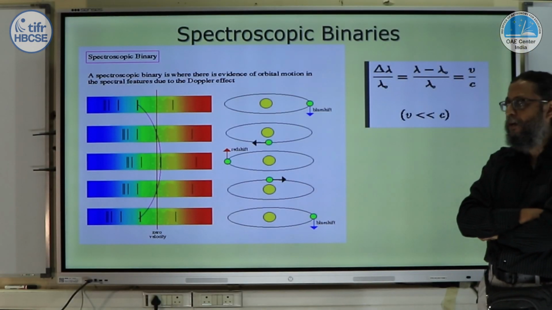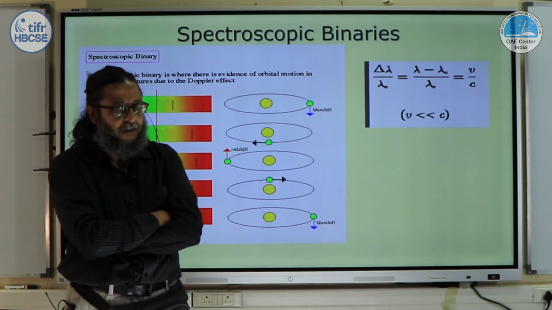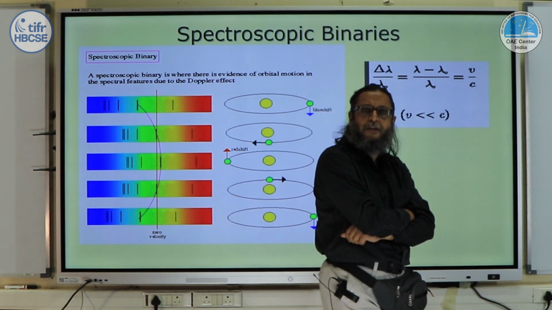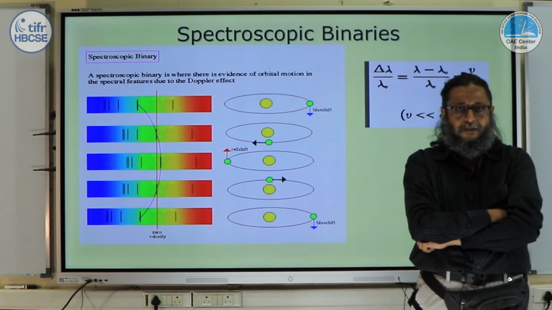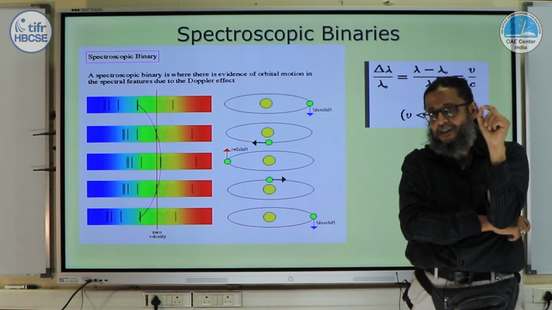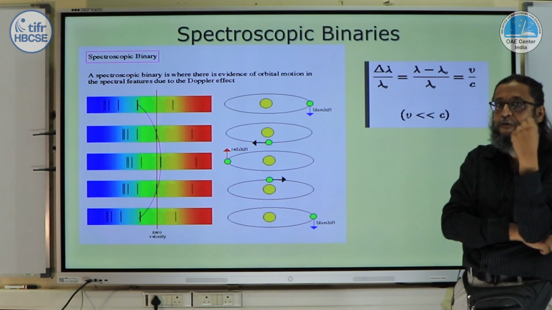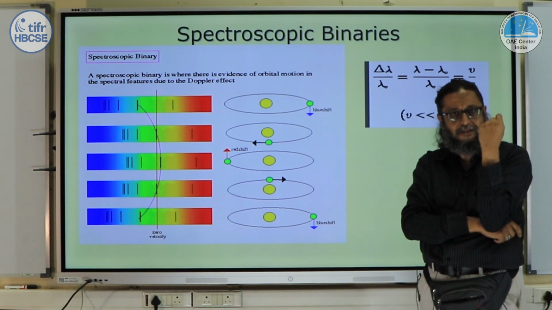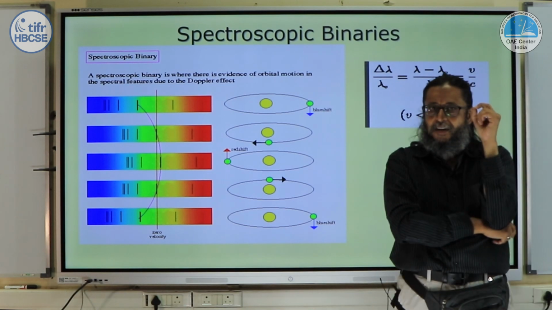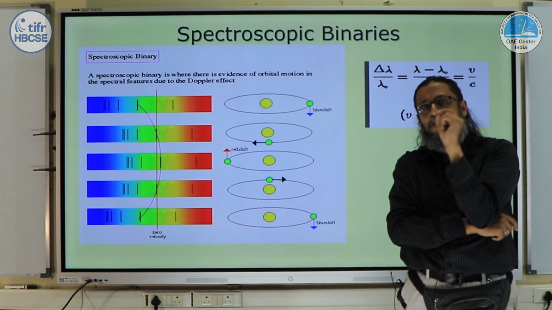Let's now have a look at the class of binaries which are known as spectroscopic binaries. If you have gone through the videos on visual binaries and astrometric binaries, you saw that you are measuring the position as a function of time. If you have gone through the video on spectrum binaries, then you'll realize that we are measuring the light or photon as a function of its wavelength.